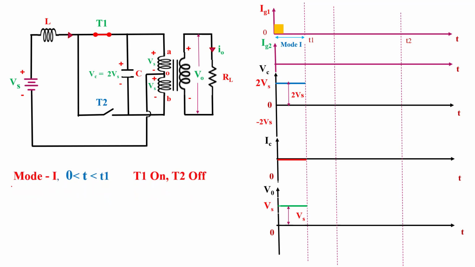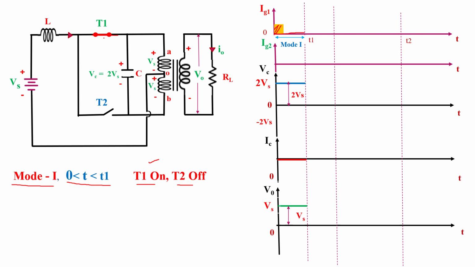In case of the first mode, the time interval of the first mode is 0 to T1. In this time interval, T1 is turned on and T2 is turned off. So how do we turn on T1? Here we see this is the T1 thyristor, and the T1 thyristor is in forward blocking mode. So to turn on the T1 thyristor, here we provide a gate triggering pulse at time instant 0. At this time instant, we provide a gate triggering pulse to thyristor T1, and T1 starts conducting. When T1 is turned on, it behaves like a short circuit.